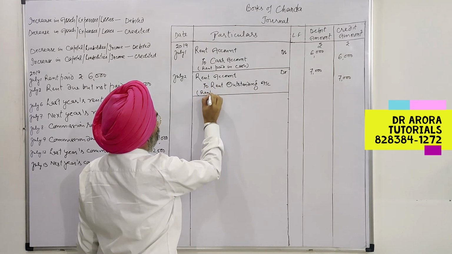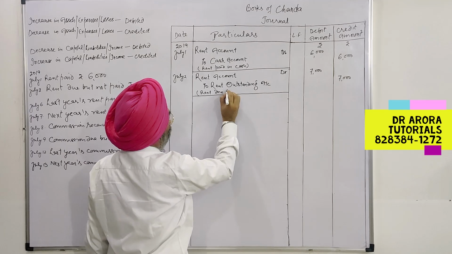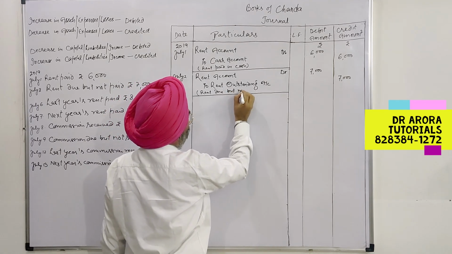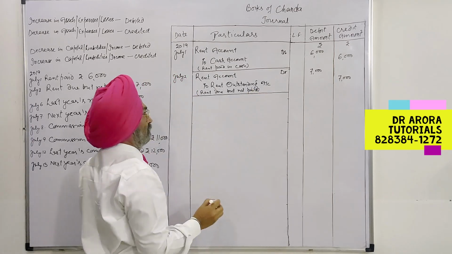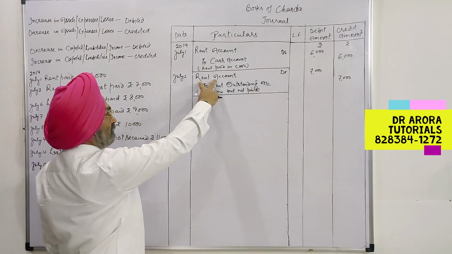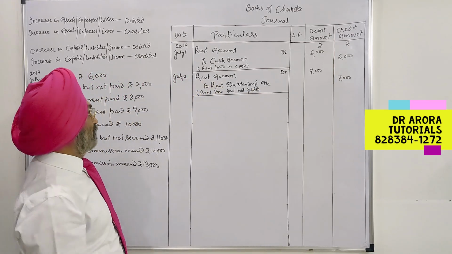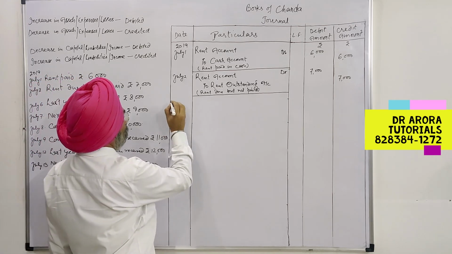Rent due but not paid. Increase in expense, increase in liability. July 6th.